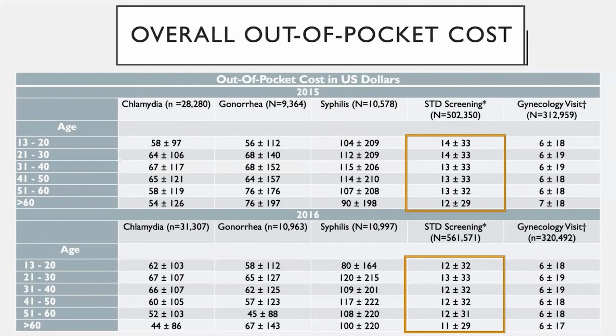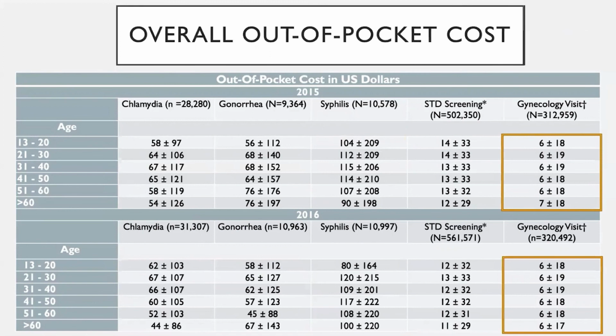STD screening group out-of-pocket cost is less than $15, which is fantastic. And then for our patients who are being seen for a well woman visit, the cost is very low. Some of this is likely due to Obamacare, since those well woman visits should be covered at 100%, but patients may have to pay for the testing. So $6 to $7 is very reasonable. Patients are likely to be rescreened.